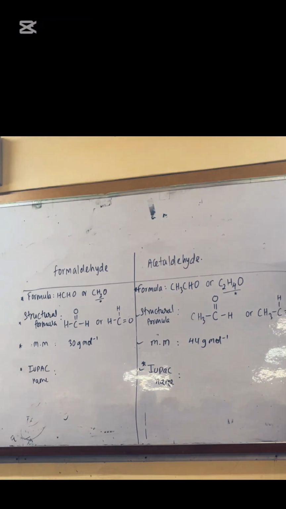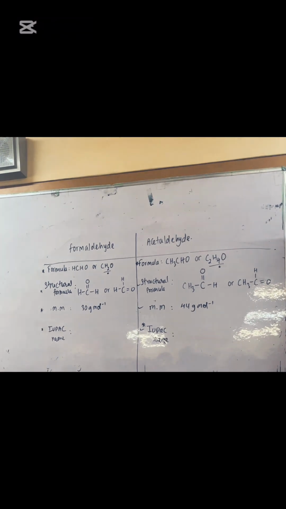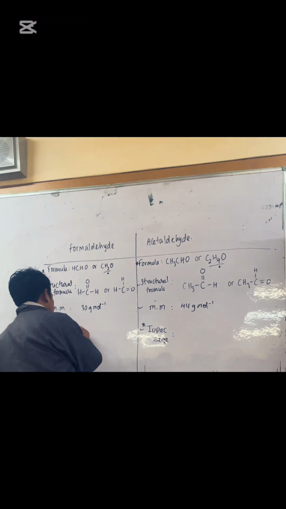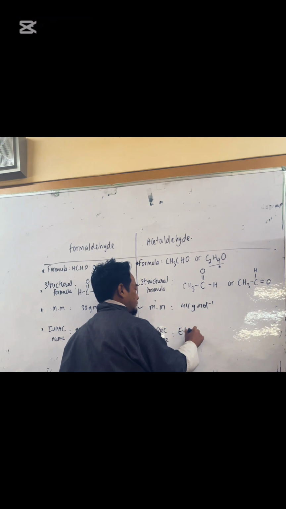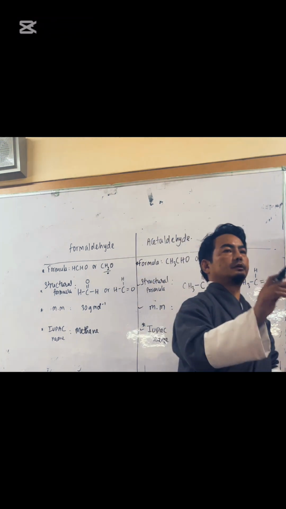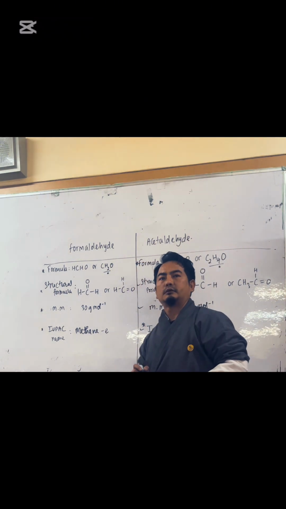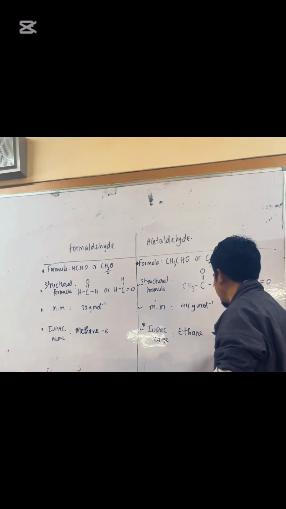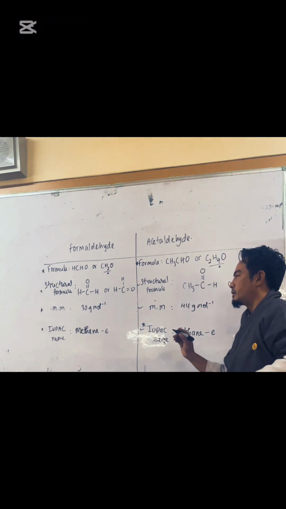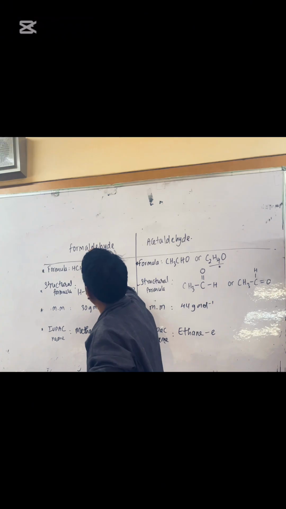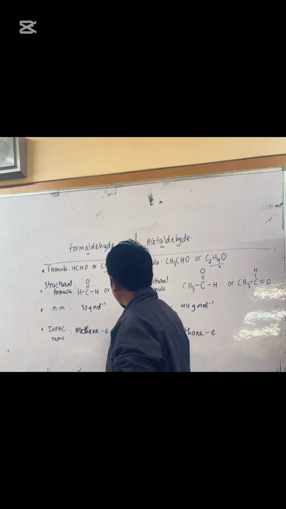Okay, so the IUPAC name. We are going to write down the IUPAC name. Since formaldehyde contains only 1 carbon, we are going to take the word methane, and here we are going to take the word ethane. Okay, we are going to solve it mathematically. So methane minus E. We are going to remove the E from the word ethane, and E from the word methane also. Then after that, we are going to add the word Al here.